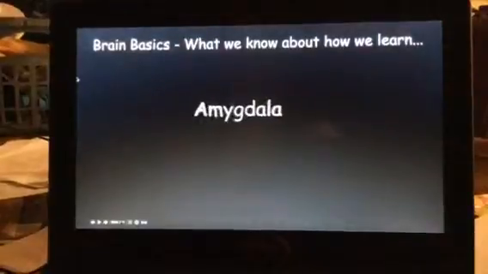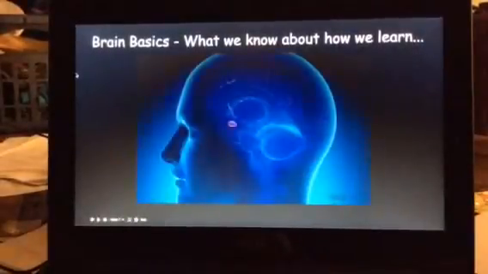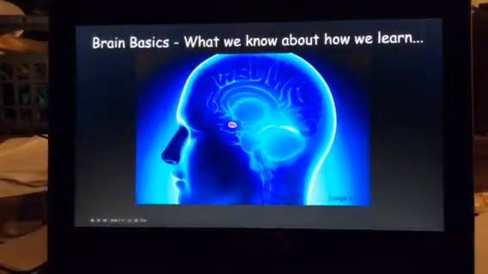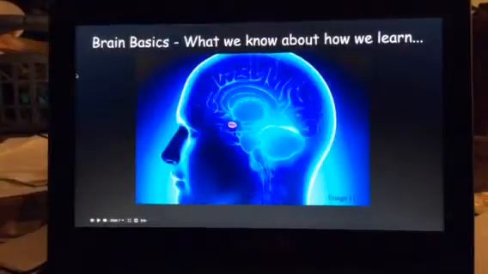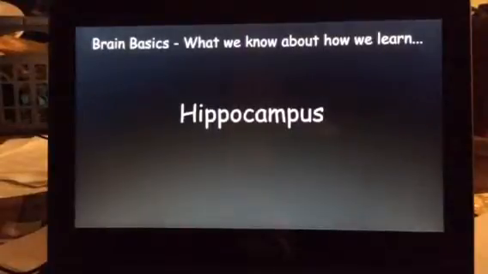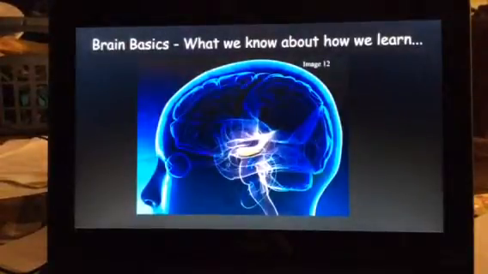Another suborgan of the brain that we've learned about is the amygdala. And through brain research, what we have found is that the amygdala is the part of the brain that holds emotion. This is why when teaching, it is very important to connect some sort of emotion to what students are trying to learn. Another very important part of the brain is the hippocampus. The hippocampus is the part of the brain that stores new memories and new information.